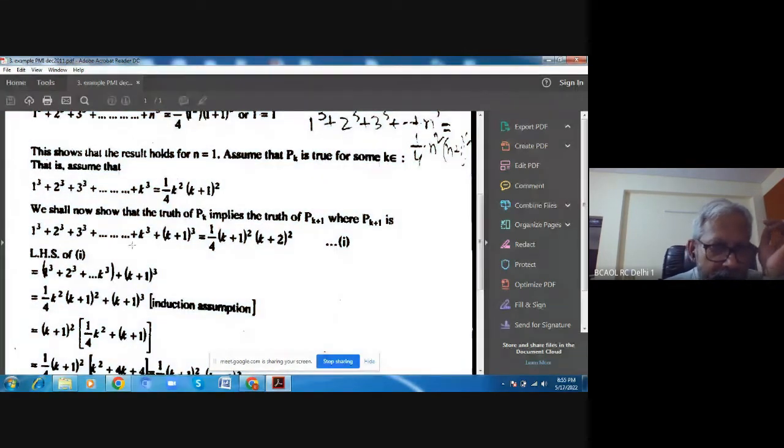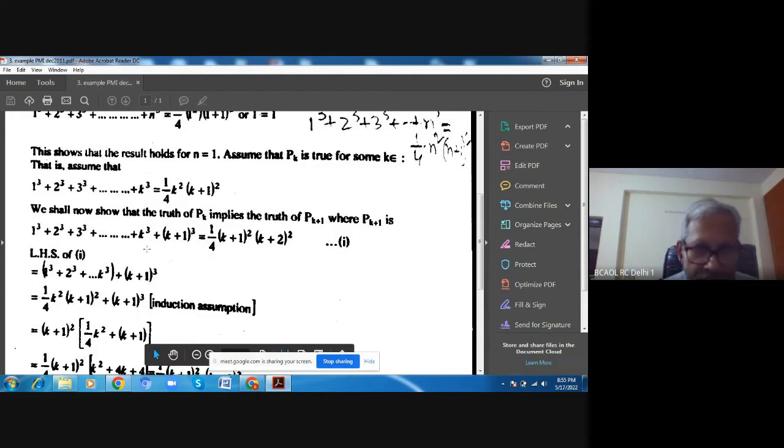Left hand side, this is total left hand side: 1 cube plus 2 cube plus 3 cube plus dot dot dot plus k cube plus k plus 1 cube. That is total left hand side, and the right hand side is 1/4 k plus 1 square and k plus 2 whole square. Now if we see, we now consider the left hand side. आपको लेफ्ट हैंड साइड लेके चलना है, धीरे धीरे करते करते आपको अगर ये वाला वैल्यू आ गए, then we can say left hand side and right hand side बराबर है. तो वही हमको देखना है.